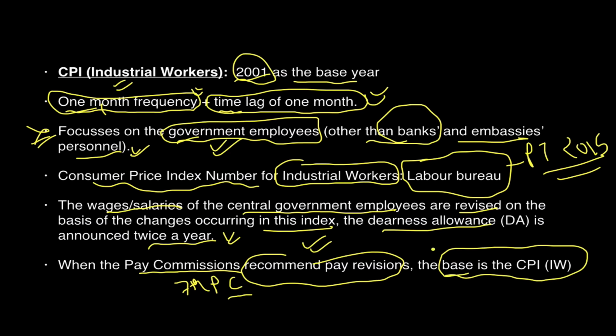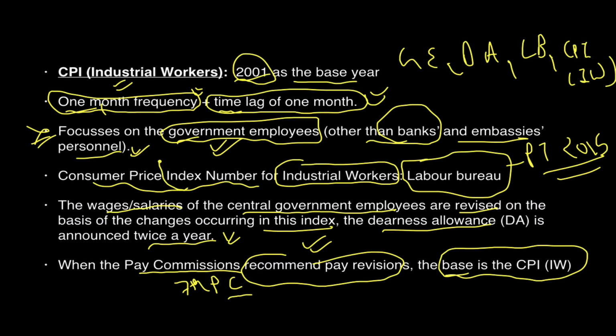So can you remember now: government employees, dearness allowance, Labor Bureau, then CPI IW. Now again there is a difference between CPI and this index number. Okay, so you need to know which is calculated by which, and exhaustive details. This is asked very frequently by UPSC. So remember, please remember, CPI index number for IW is calculated by Labor Bureau.